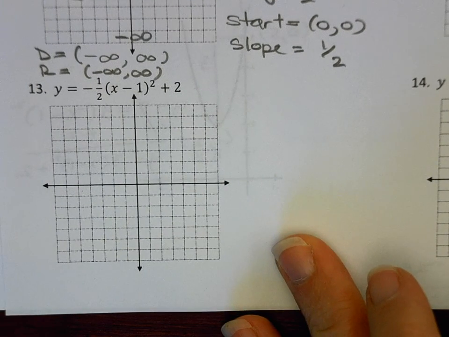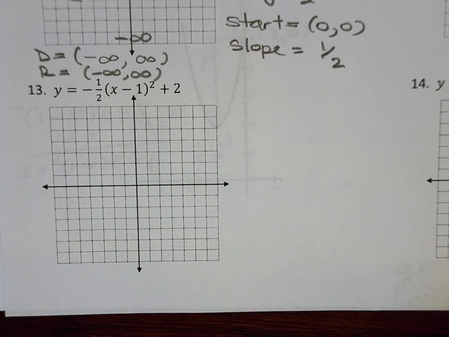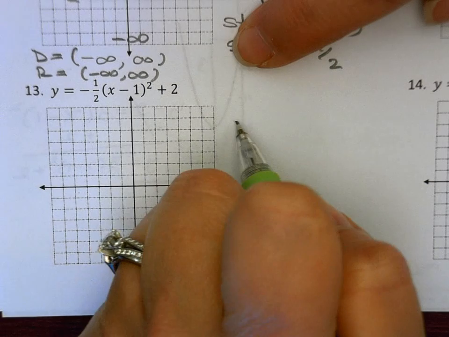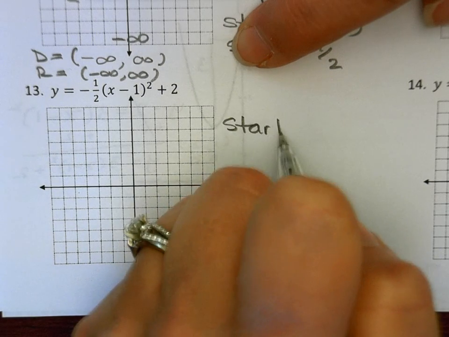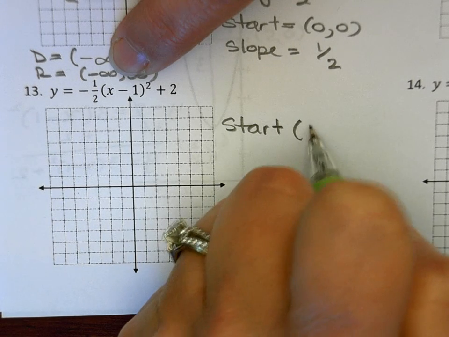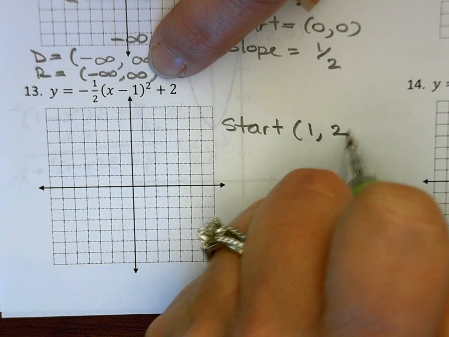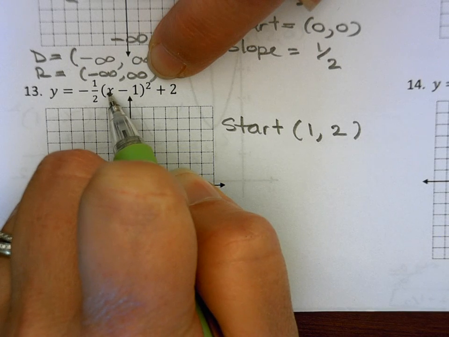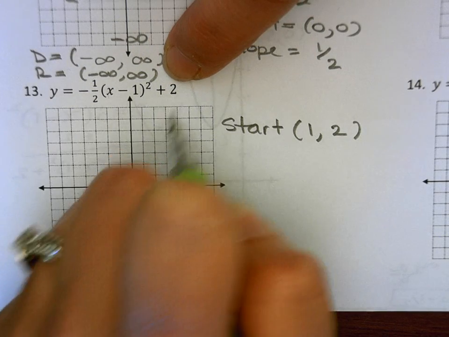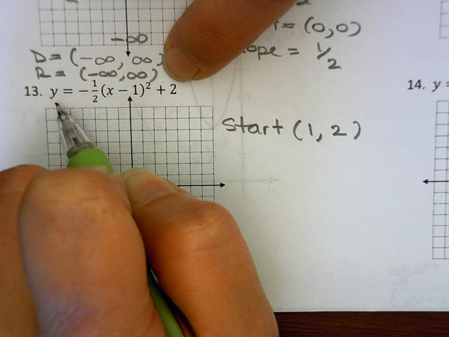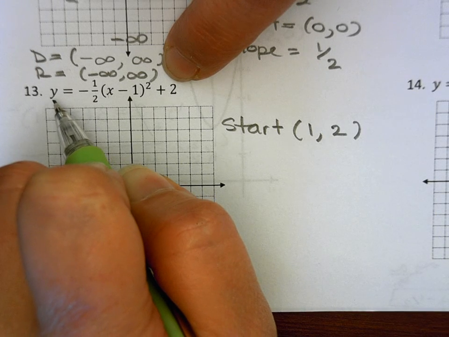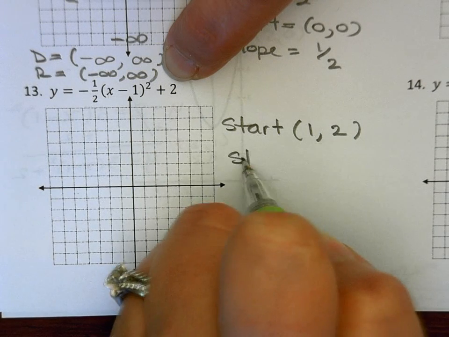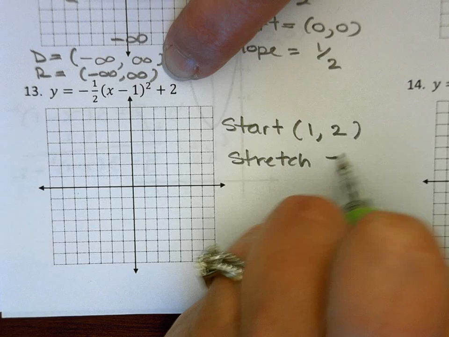Okay, number 13. So for this one, my start point or vertex would be at 1 and then 2. So I need to take this back to 0, so x would be 1. And then normally we would subtract this over, y minus 2. So y would have to be positive 2 to send that back to 0. So 1, 2. And then my stretch is negative 1/2.